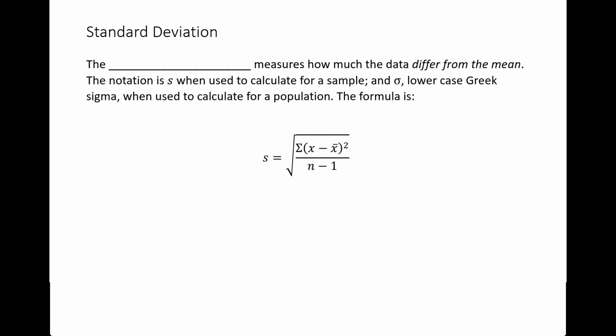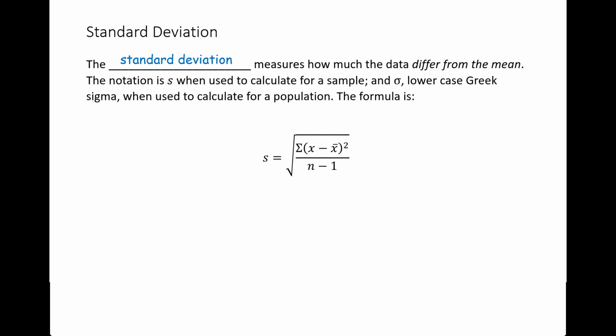Standard deviation. The standard deviation measures how much the data differ from the mean. The notation is S when used to calculate for a sample, and lowercase Greek sigma when used to calculate for a population. The formula is S equals the square root of the quotient, and in the numerator, the summation of the quantity x minus x bar, all squared, divided by n minus 1.